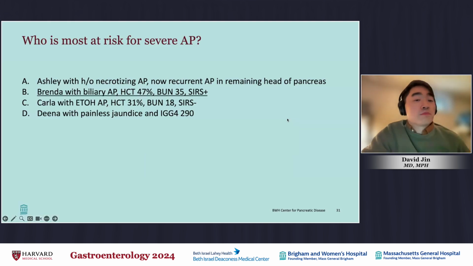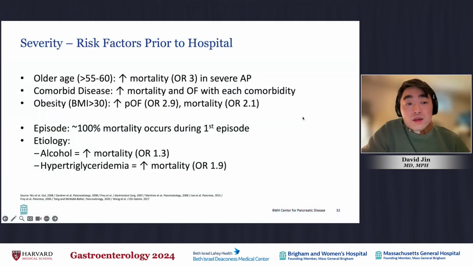Best answer here is B, Brenda, who presents with biliary acute pancreatitis, an elevated hematocrit, elevated BUN, and SIRS. So what are some risk factors for a patient developing severe disease? Well, even before they hit the hospital, there are potential risk factors, including older age, which has been shown to increase mortality in severe disease.